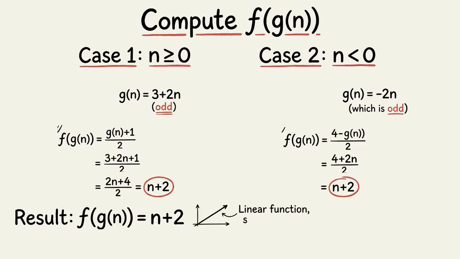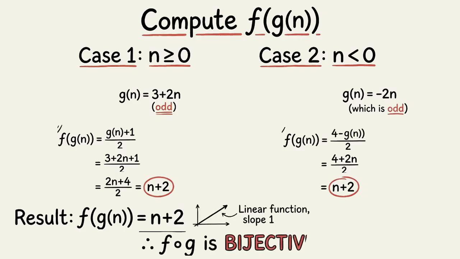That's a linear function with slope 1 and y-intercept 2. It's clearly one-one and onto from Z to Z, so f∘g is bijective.